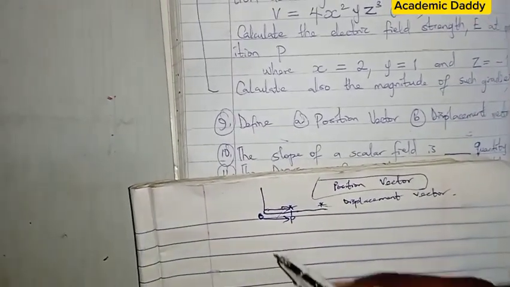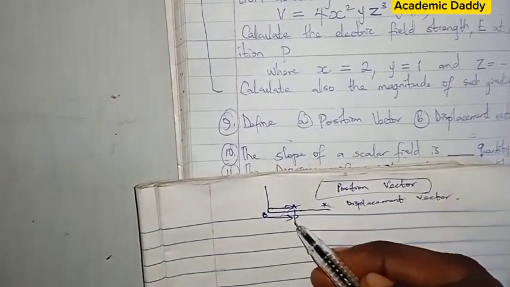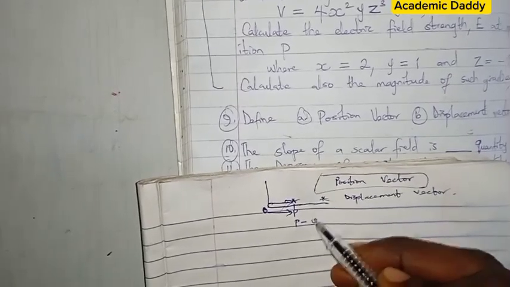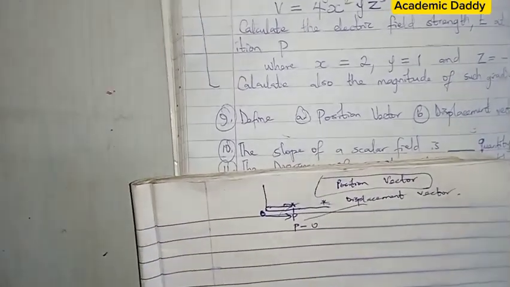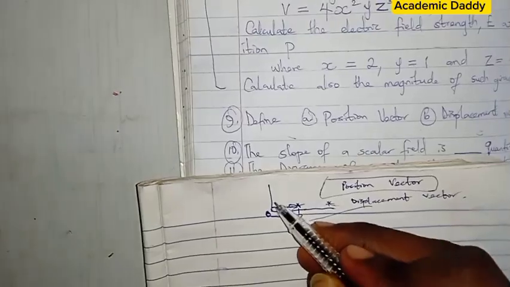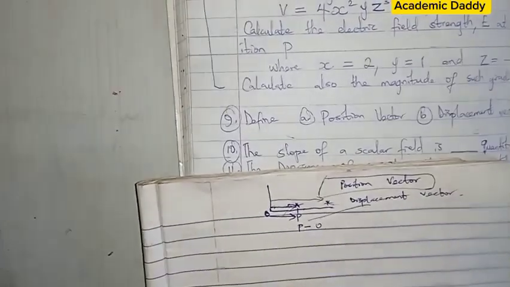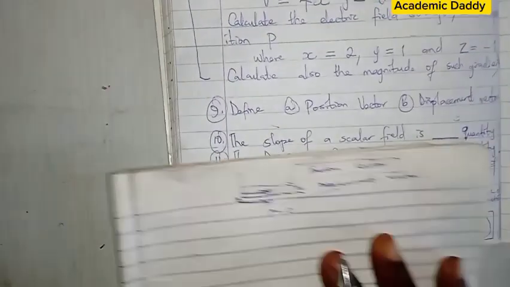So what it means is that when I am considering P minus 0, I'm talking about position vector, while when I'm talking about movement from one point to another point, I'm talking about displacement vector. See what I mean?